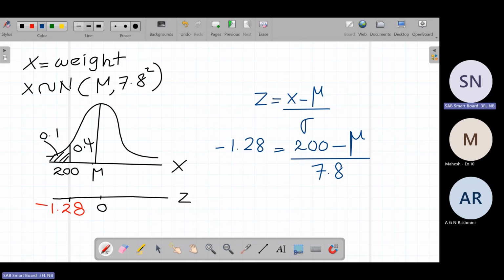Okay. I think 209 points. First you multiply by these two, minus 9.984 equal 200 minus mu. Here we can take mu into this side, it becomes positive value. Then the answer is 209.98.